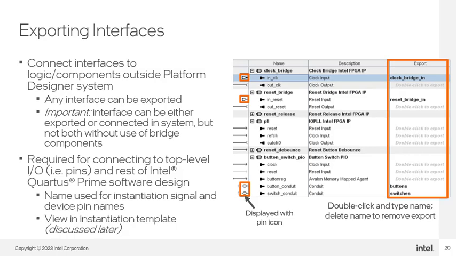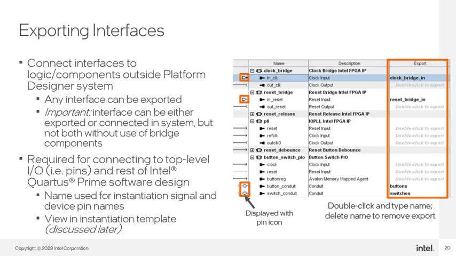Once exported, the connections column graphic for the interface changes from arrows and wires to a directional or bidirectional pin icon to indicate this interface's signals are coming into or going out of the system. To turn an exported interface back into an internal system interface, simply delete the exported interface's name in the export column.